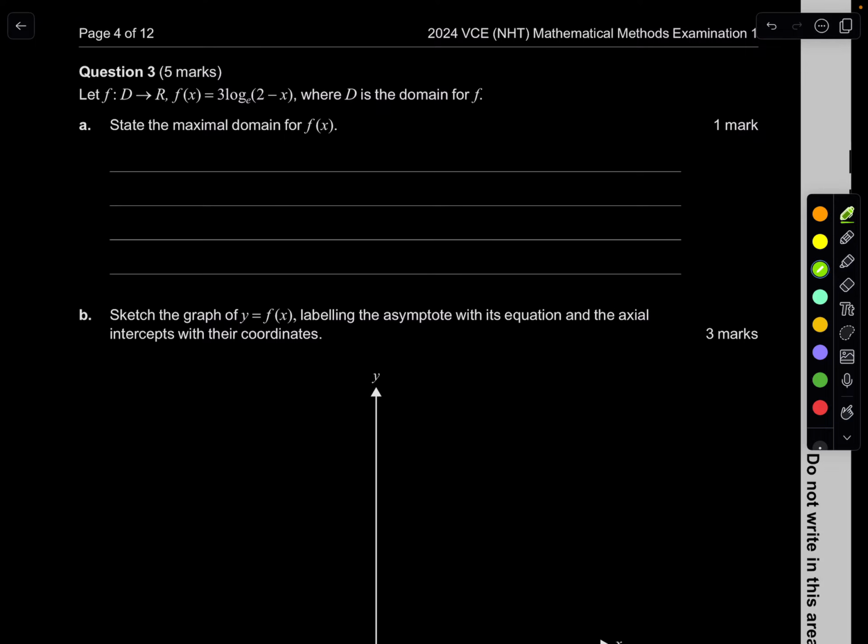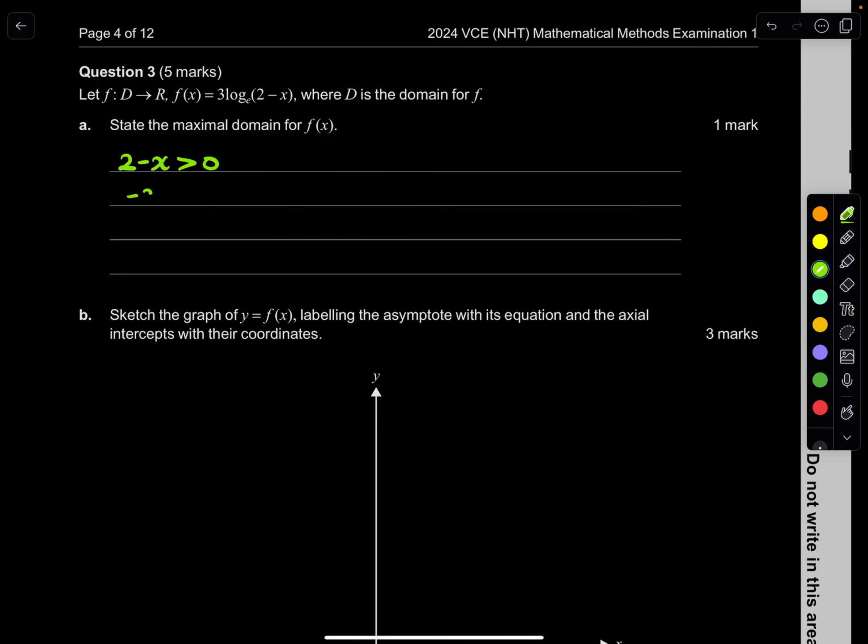Easy. So we know that to find the maximal domain for any logs, it's so easy. Make the inside function here greater than 0 and solve it. Remember, inside of a log, it always has to be greater than 0. Not equal to 0, but always greater. So for this expression to be defined, it has to be greater than 0, and we basically solve this and we get our domain.